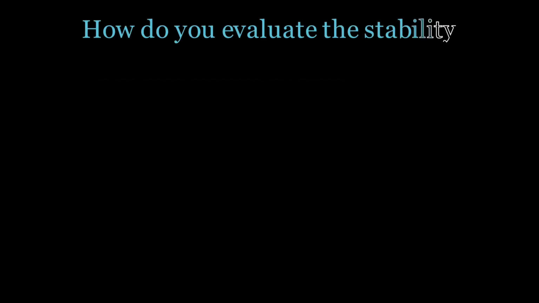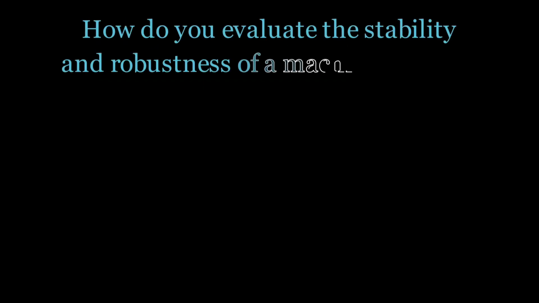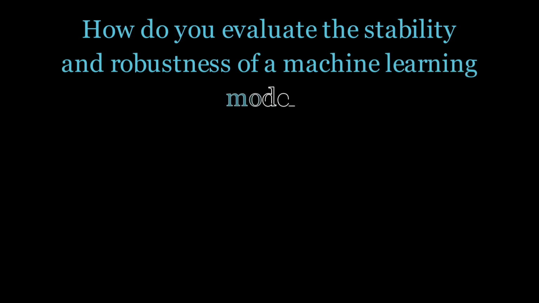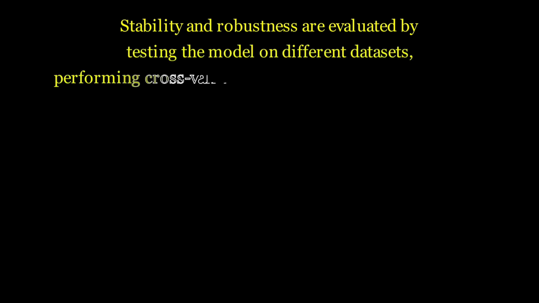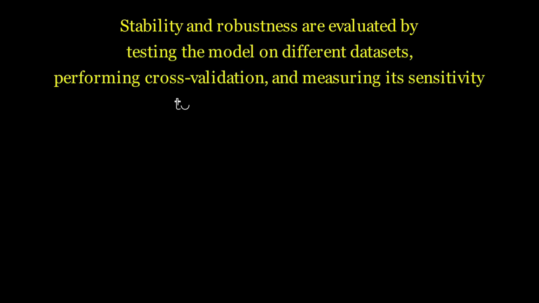How do you evaluate the stability and robustness of a machine learning model? Stability and robustness are evaluated by testing the model on different datasets, performing cross-validation, and measuring its sensitivity to small changes in input.